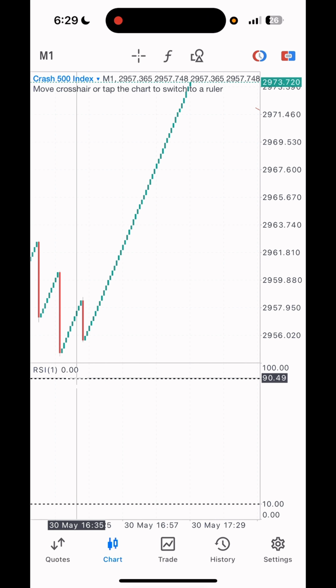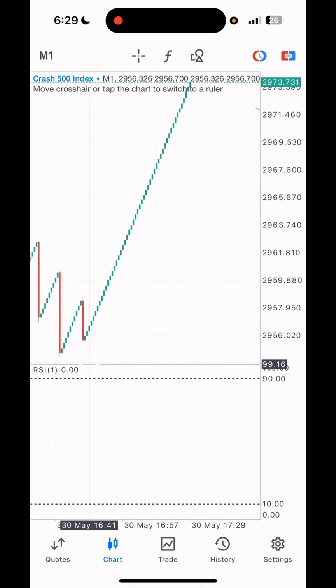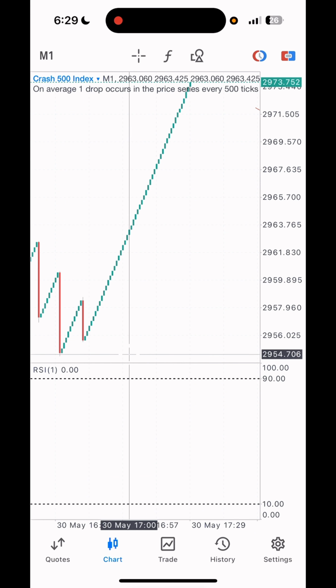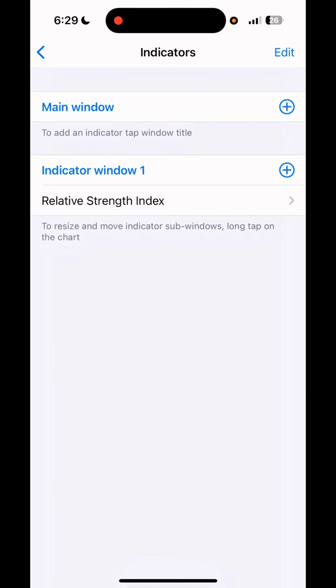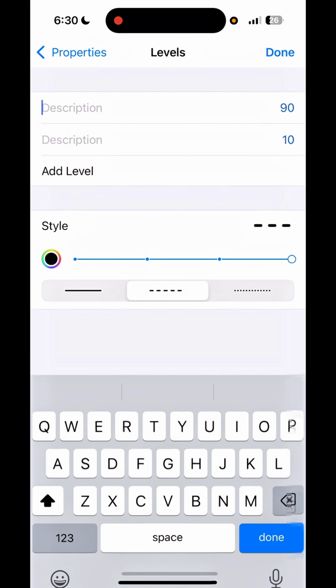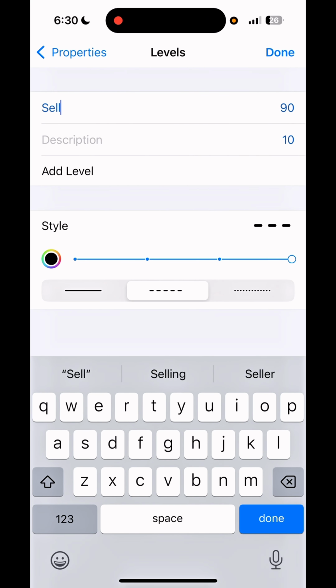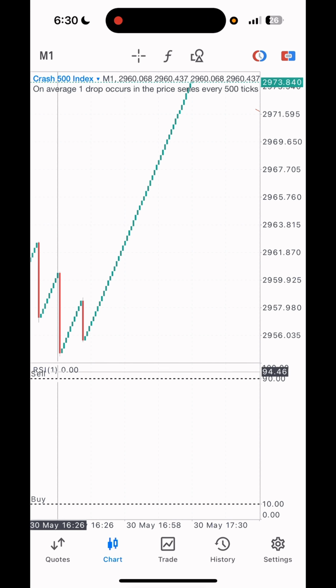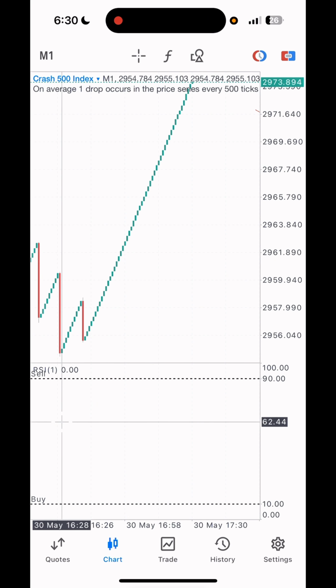Now the RSI level 90 should indicate a sell for you, while the level 10 should be a buy. Now what do you do at this very point? You go over to the relative strength index, you go over to the level 90. At this point, you enter into the description, you write sell. At the level 10, you write buy. You click on done. Now you can see that we have sell here and we have buy here. When price gets to this point right here, you should be seeing a sell. When price gets to this point, you should be seeing a buy. But now there's nothing to tell you to buy or sell.